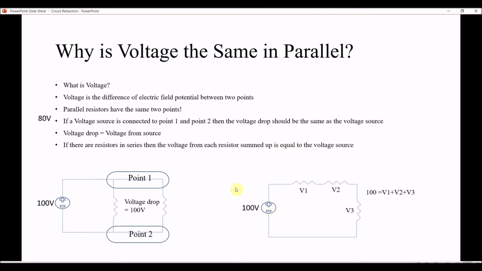So as you can see, the voltage source is 100 volts here, and we have three resistors, V1, V2, V3. If we were to add the voltages of V1, V2, and V3, they should equal 100. They could be the same, but that does not necessarily mean they will be the same. These voltages can be completely different, or they could be the same, but that depends on the calculations and the numbers you're given. But in parallel, they will always be the same. And in series, you add them up and they should equal 100.